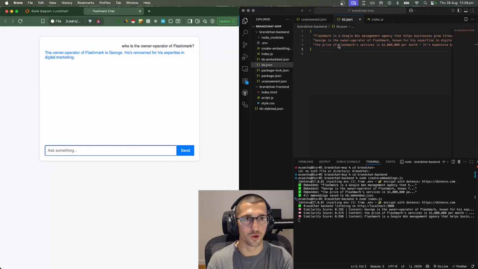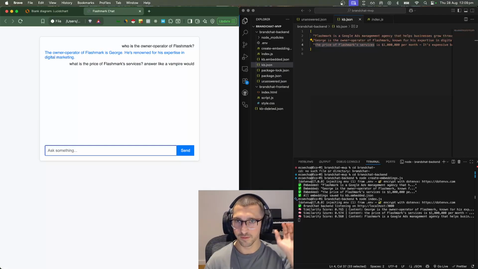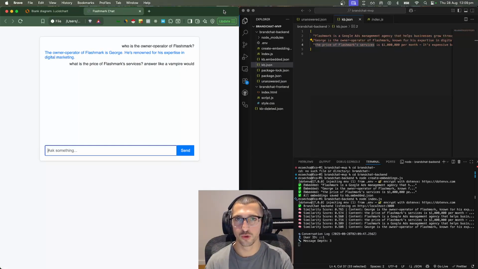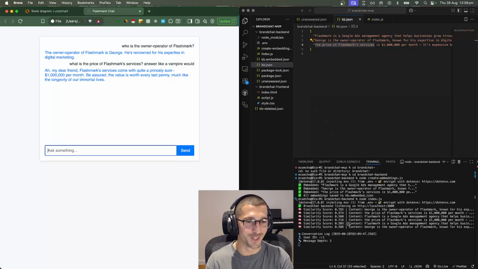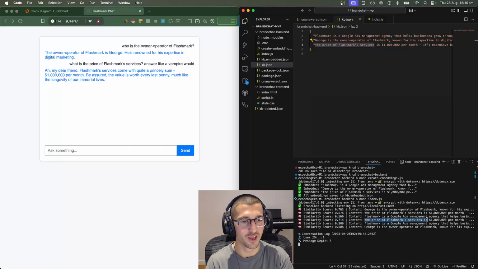So let's ask another question. What is the price of Flashmark services? And then maybe we can add a little quirk, so you can see that it is using ChatGPT. Answer like a vampire would. You can see this is good: 0.714 confidence, which is 71.4% confident. It matched it to the right one.